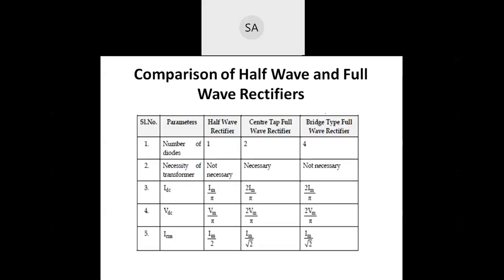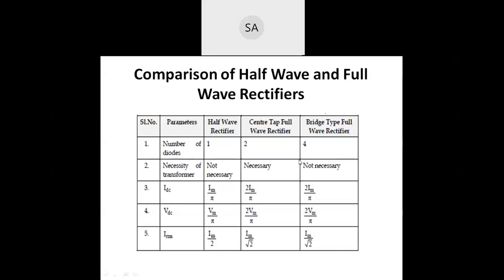So let us compare the half wave, full wave center tap and bridge rectifiers. Here we have a number of parameters. The first one is the number of diodes. In the half wave rectifier it is only 1, in the center tap full wave rectifier it is 2, and in the bridge type full wave rectifier it is 4. Necessity of transformer: in the half wave rectifier it's not necessary, in the center tap full wave rectifier it is necessary, and in the bridge type full wave rectifier it is not necessary.